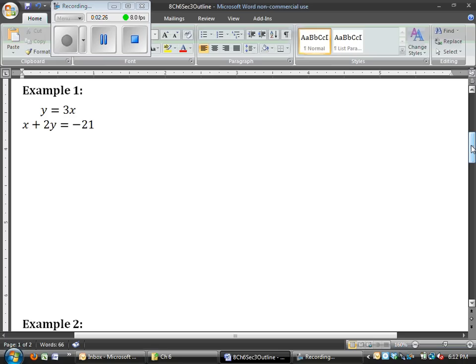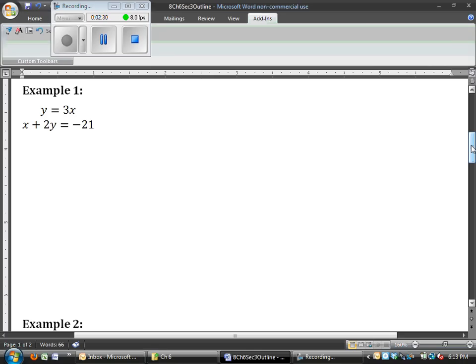y equals 3x and x plus 2y equals negative 21. You can see that we have a variable that's solved already. It's already solved for y. So what we need to do, substitution, means I'm going to take what y is equal to, in this case the 3x, and substitute it into the other equation for y. So my bottom equation becomes x plus 2 times 3x is equal to negative 21.